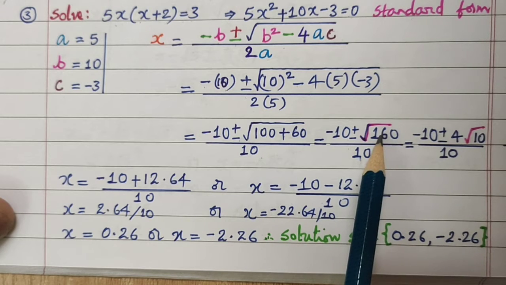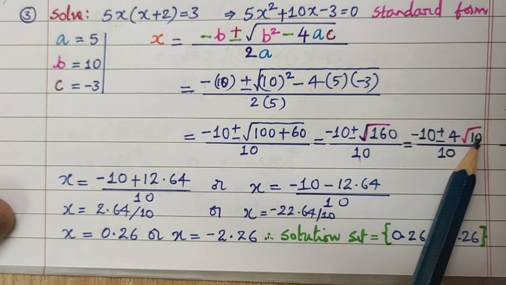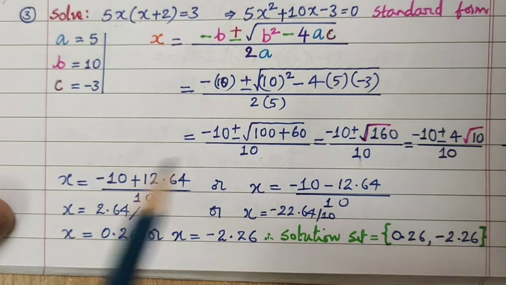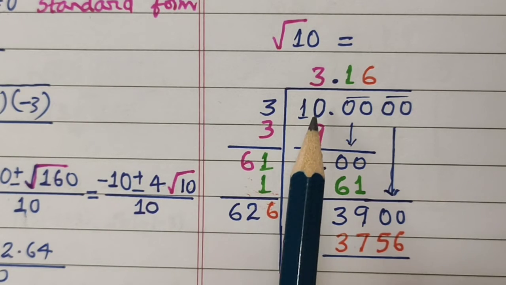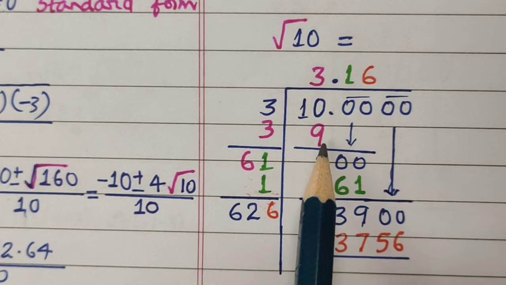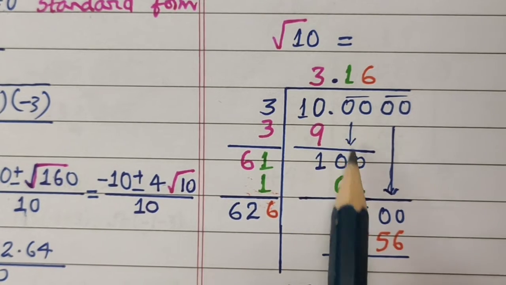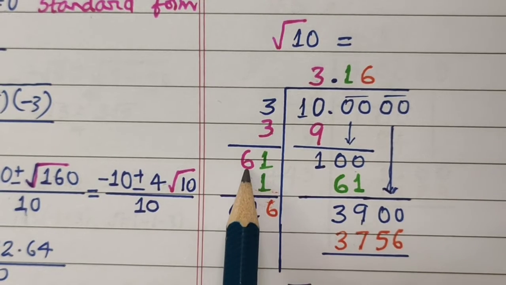160 can be written as 16 into 10. Square root of 16 is 4. Then square root of 10 is left out here. Then we need to find out the square root of 10. To find the square root of 10, write 10.0000, the nearest is 3, 3 3s are 9. When you subtract you get 1. Bring these two zeros down, add this 3 to this, then 3 plus 3 will become 6.